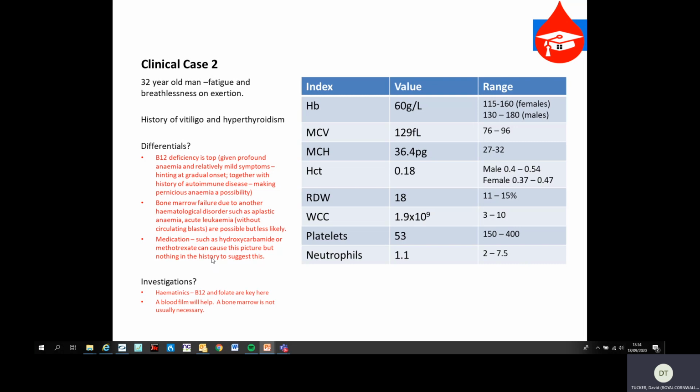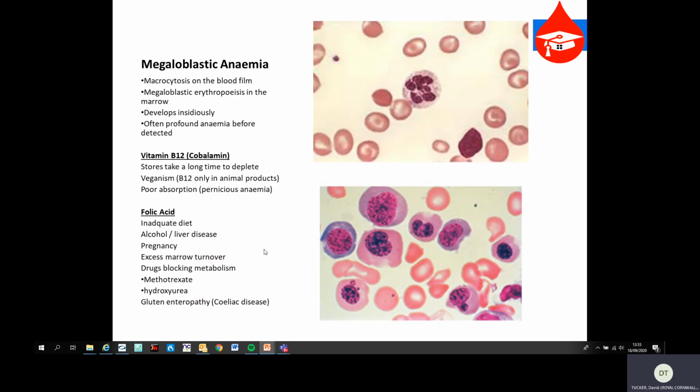And then we'd be thinking about medications. Sometimes if the patient's on a long-term anti-metabolite, such as methotrexate or hydroxycarbamide, that could cause this sort of picture. But the clinical history would tell us this. So we want the hematinics, we want a blood film. A bone marrow is not usually necessary if it's B12 folate deficiency. Megaloblastic anemia, so that's B12 or folate deficiency, is what falls under that umbrella term. The cells are big. If you look at the bone marrow, the precursor cells are big, which is why it's called megaloblastic.